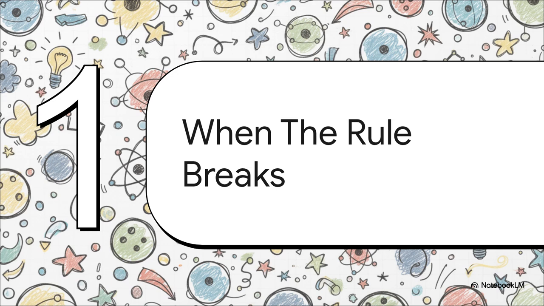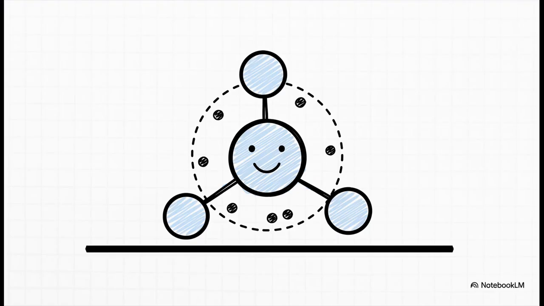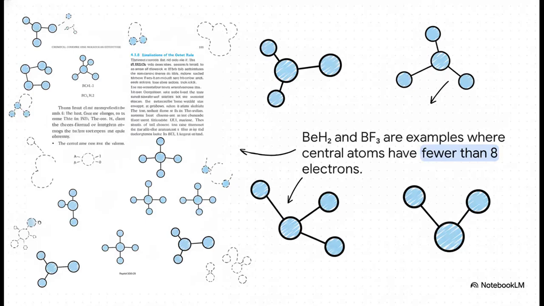Okay, so now that we have this awesome tool for refining the octet rule, let's shift gears and look at the times when the rule itself just doesn't work at all. So our first exception is called the incomplete octet. And just like it sounds, this happens when the atom in the middle of a molecule is totally stable with fewer than 8 electrons in its outer shell. Take beryllium in BeH2, for instance. It's perfectly happy with just 4 electrons. And boron in BF3 is stable with only 6. For these guys, trying to force them to have a full octet would actually make the molecule less stable. It's a great reminder that chemistry has its own preferences.